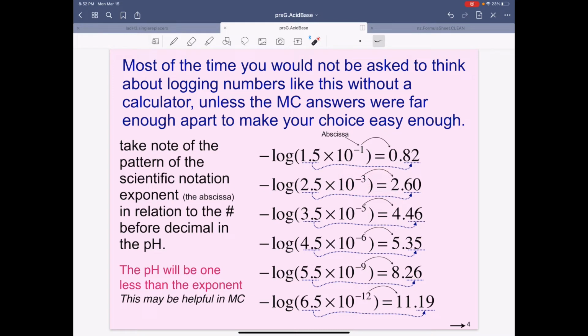And so it's important to note that there's an easy pattern. If it's times 10 to the minus 3, the log of that number, or the minus log of that number, would be 2 point something. 10 to the minus 6, the minus log of that number would give us a 5 point something. So 1 less than the exponent in the scientific notation.